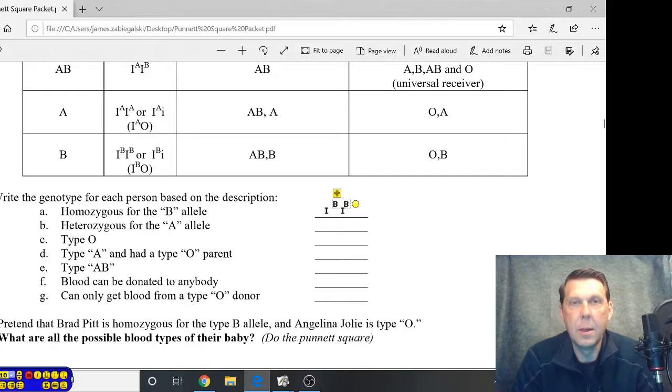Heterozygous for A. So heterozygous for A would be this version. You have an AO. This would be homozygous. Homozygous means the same alleles. This is not the same allele. This is an A and sort of an invisible one. So A is going to show up.